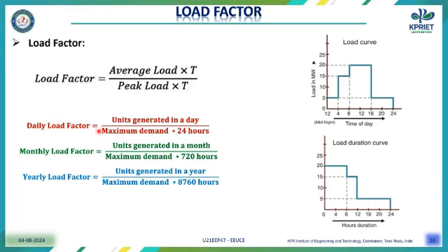We are going to see the daily load factor: units generated in a day divided by the maximum demand in 24 hours. Similarly, monthly load factor: units generated in a month divided by the maximum demand in a month, 720 hours. Similarly, yearly load factor: units generated in a year divided by the maximum demand in the 8760 hours.